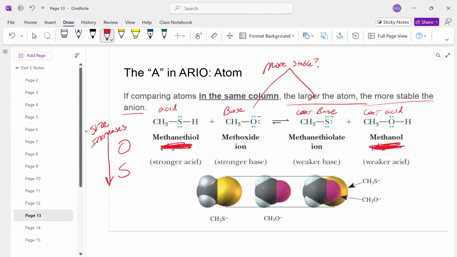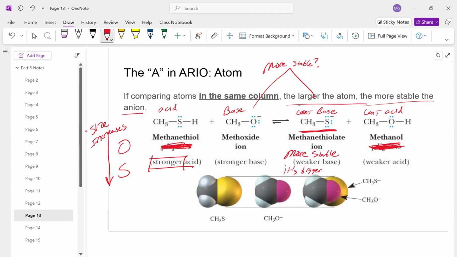Now, the bigger the atom, the more it can accommodate electrons, allows them to spread out more. So if something has additional electrons and it's a very large atom, like sulfur, it can accommodate those extra electrons better than oxygen can. So this S minus ion is more stable because it's bigger. The more stable ion comes from the stronger acid.